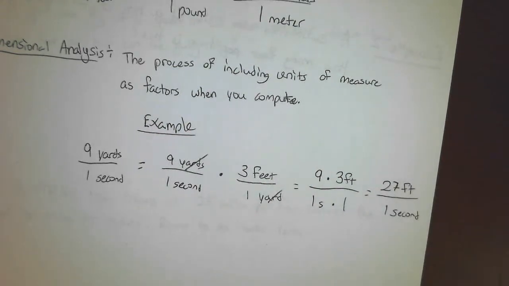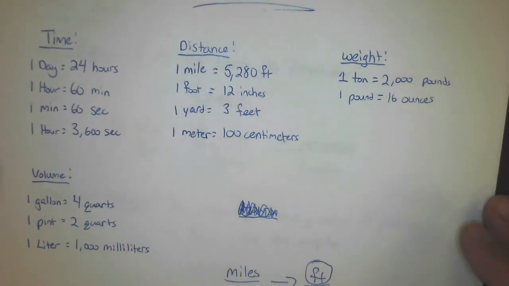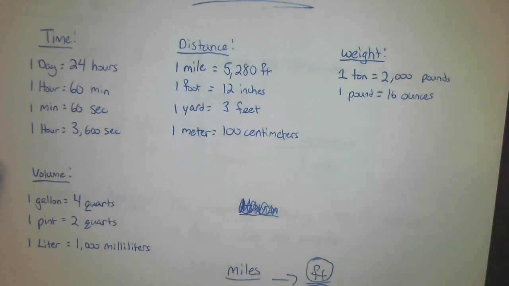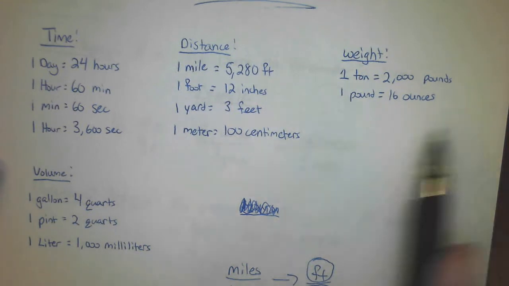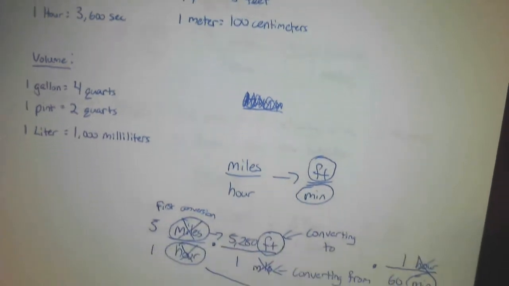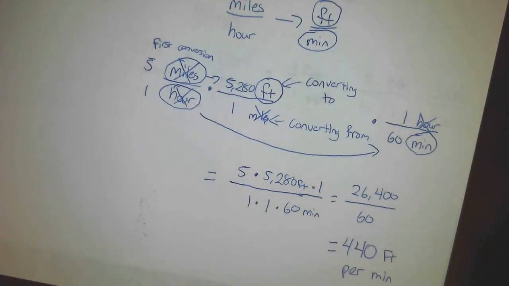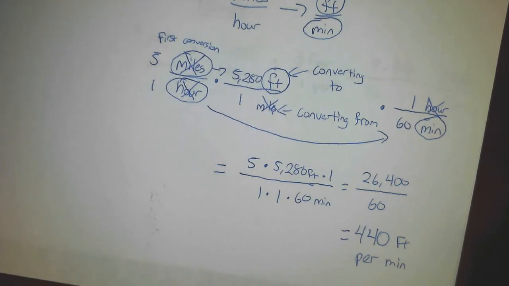Now, one of the most important parts, I put it in the other video for converting unit rates, or these different conversion rates. We've got time, distance, weight, and volume, and each one tells you like 1 day equals 24 hours, or 1 yard equals 3 feet. These are extremely important when you are trying to solve problems for this lesson. And again, I showed you how to do these conversions in the other mini lesson. So please take a look at that if you have not already.